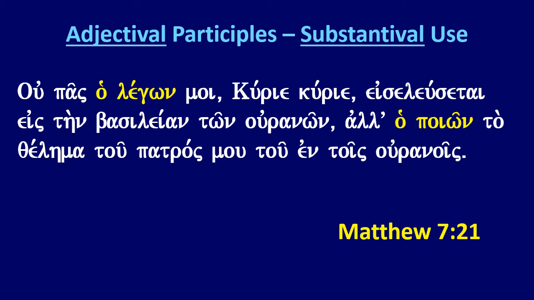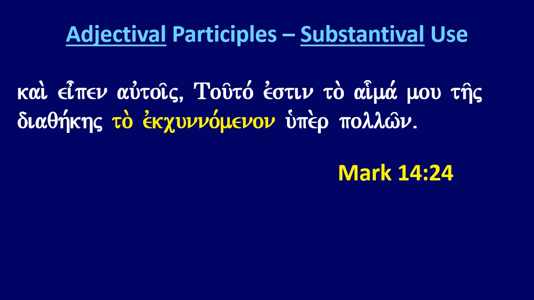So there's an example of a substantival participle. Here's another example of the substantival use of an adjectival participle, Mark 14, verse 24. It's in the context of the Lord instituting the Last Supper, or the Lord's Supper, rather. And in this verse it says, "And he said to them, this is my blood of the new covenant, which is shed for many." Which is shed is the phrase to ekchunnomenon.